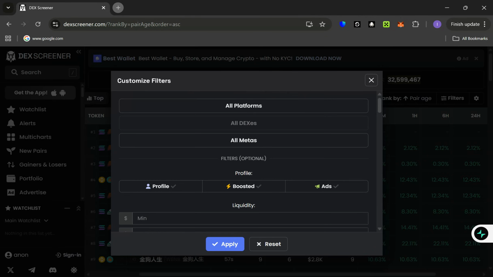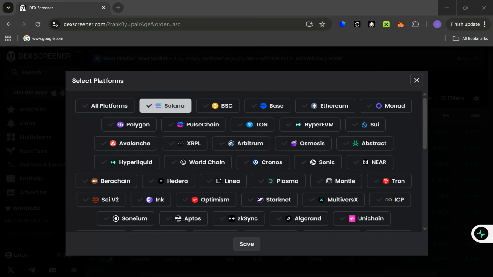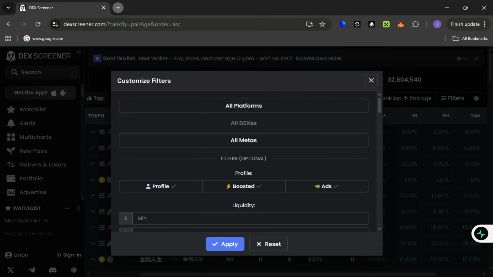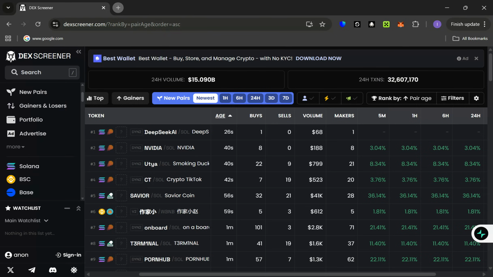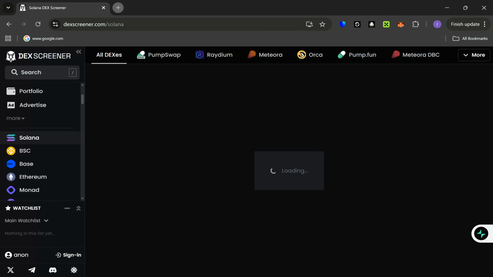Okay, all platforms. We click on all platforms, we say Solana. Okay, we choose Solana now. Then we're supposed to save it. If we click save, it's supposed to save. But if this one doesn't work, you can just quickly do something. You can come here and just select Solana from here. So it means you are only now on Solana.